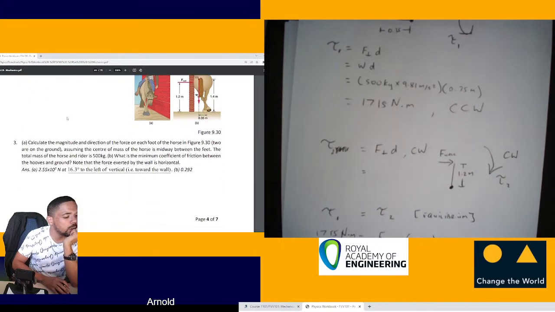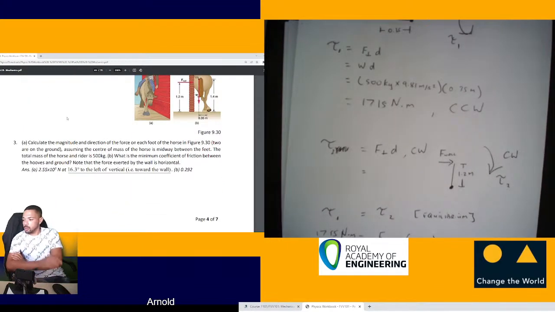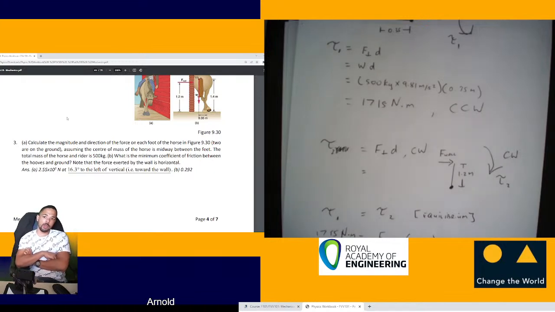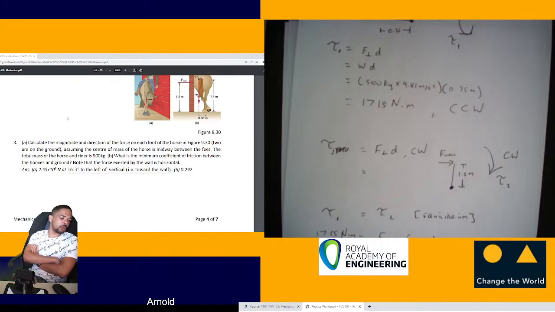Now number 3, I'm going to do number 3, and then I'm going to go, because we've been busy with FDV for the last hour and a half, I'm going to use the last half an hour to do PHYV, also some problems on torque.